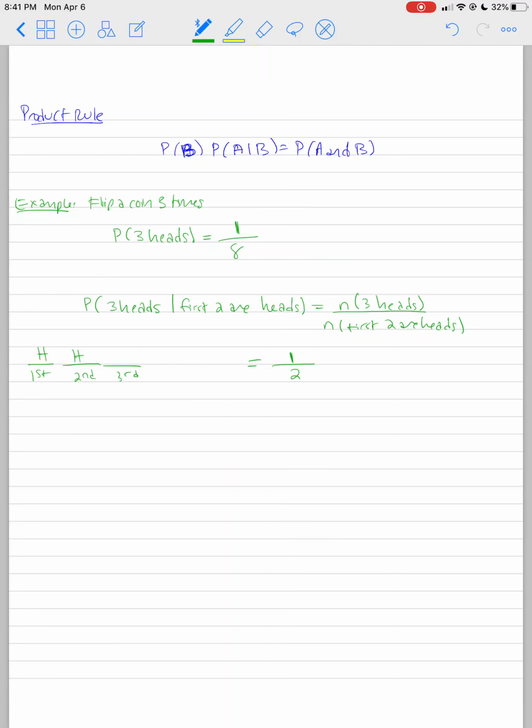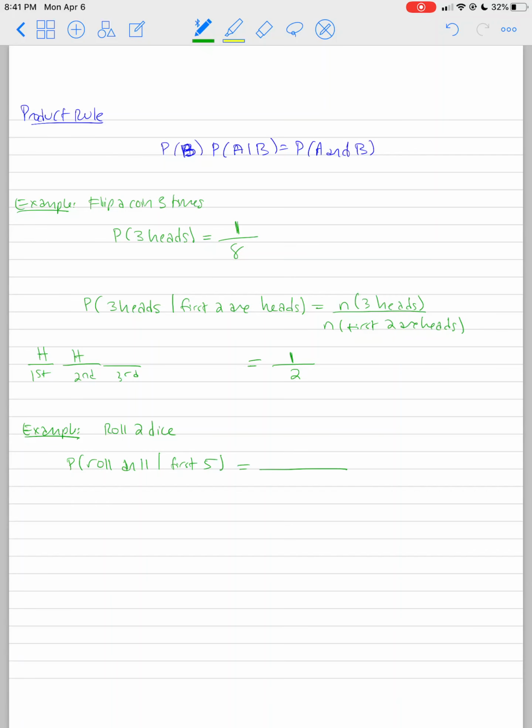All right, let's do another one. Our experiment is to roll 2 dice. I want to know what is the probability I roll an 11 given that the first one is a 5.